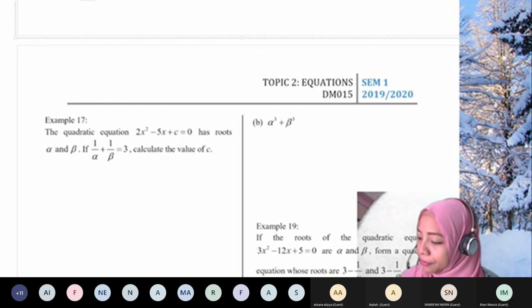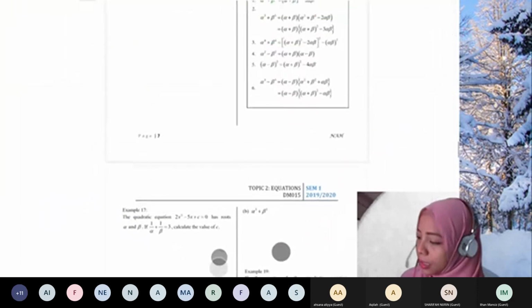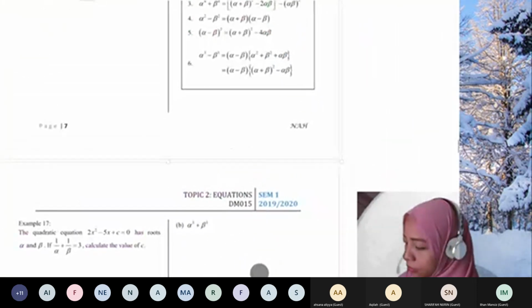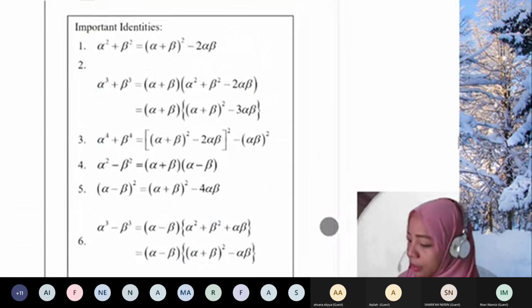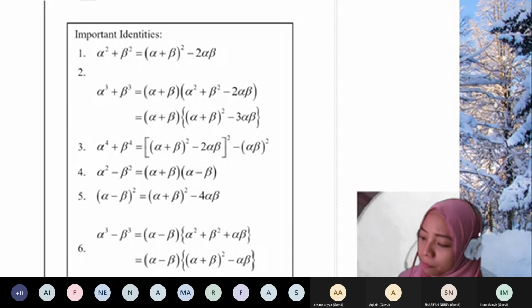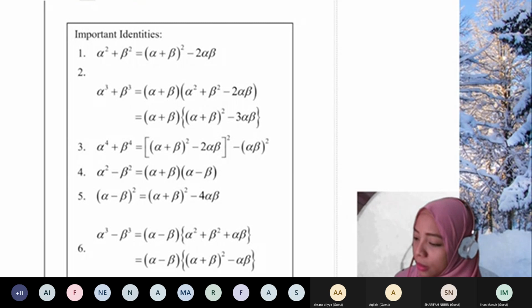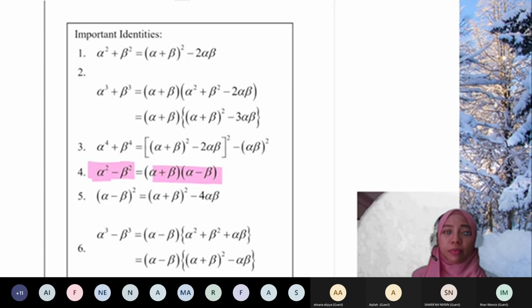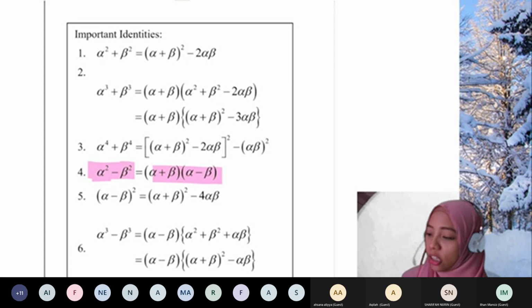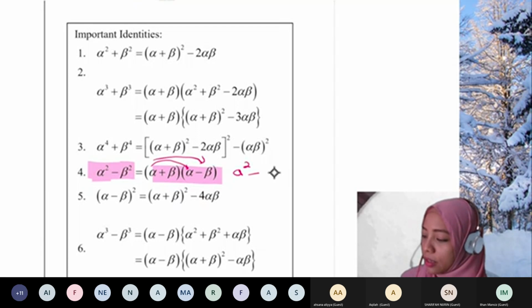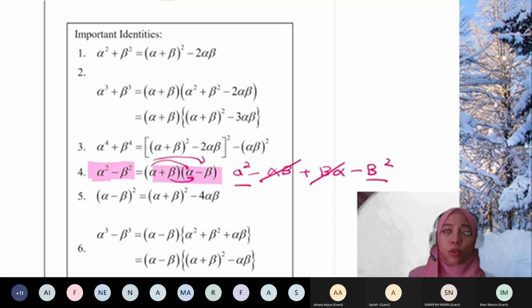Okay, I want to highlight something. The most important one, the one you always encounter: a square minus b square is a plus b times a minus b. If you don't believe it, expand. a times a, you get a square, minus ab plus ba, and then minus b square. So negative and positive cancel out, and it becomes a square minus b square. Okay?